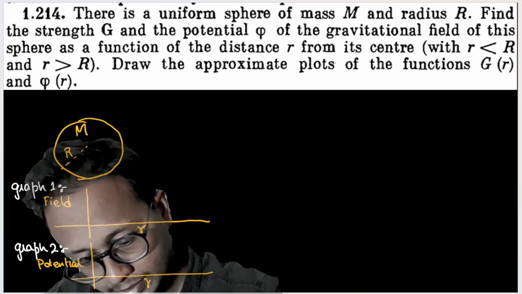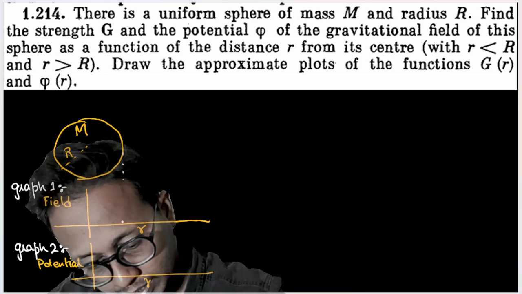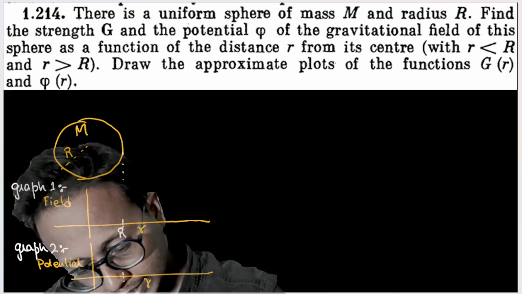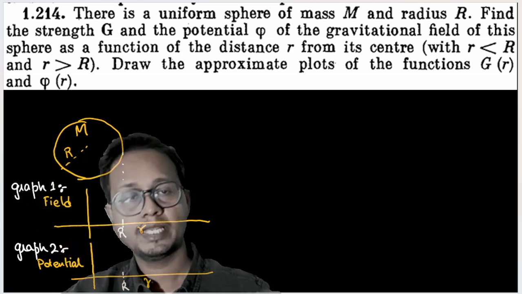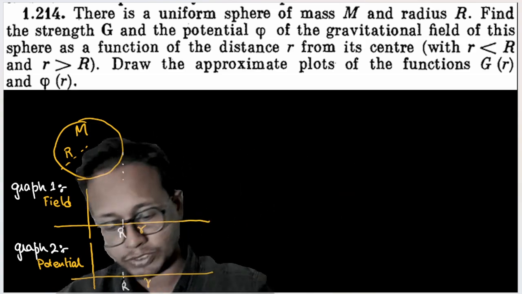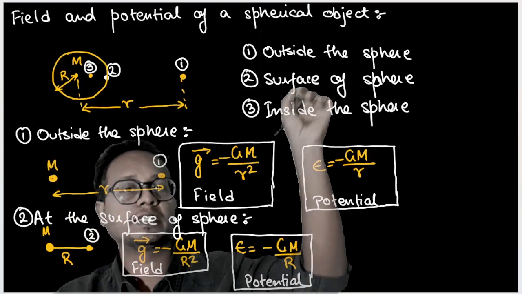Okay, this is the surface of the sphere. That means out here is my radius r. This is radius r. Any point outside this r, or outside the sphere, will be categorized as outside the sphere.